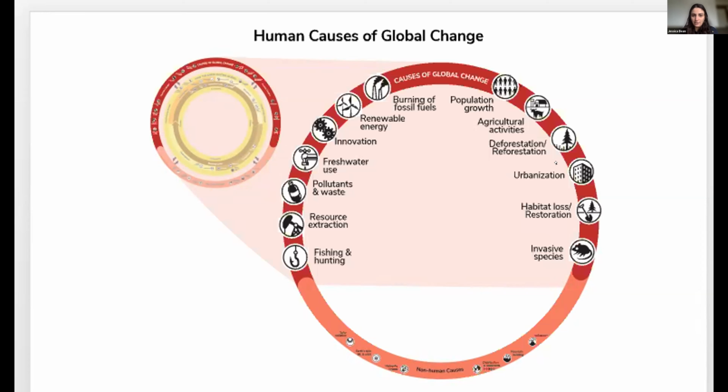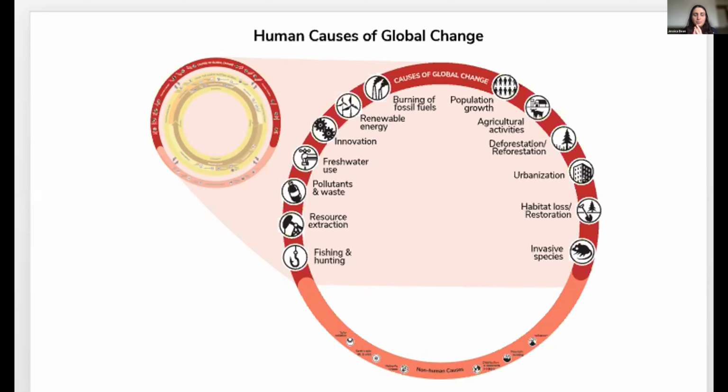So just habitat loss and invasive species and fishing and hunting, which of course we can all connect back to climate change in some way, but we want to call out in this broad framework. We also included some hopeful language here, right? There are a lot of problems that humans have caused, but we also have solutions. We have renewable energy, we have innovation. We can deforest areas, we can also plant trees. We can have habitat loss, but we can also have restoration.